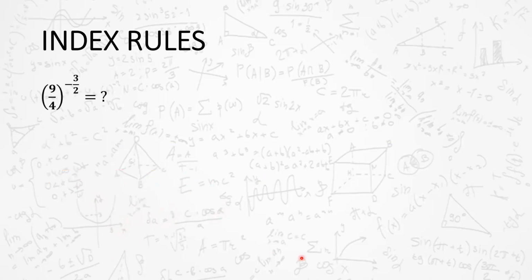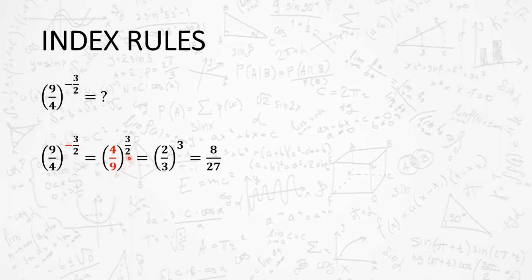Another one slightly similar, 9 over 4 to the power negative 3 over 2. So you've got a fraction and you've got a negative sign. Again, we can treat them separately. Let's get rid of the negative sign first. So 9 over 4 to the power negative 3 over 2. To get rid of the negative sign, you need to flip your fraction. So now I have 4 over 9 to the power 3 over 2.